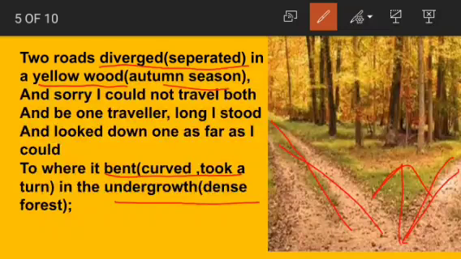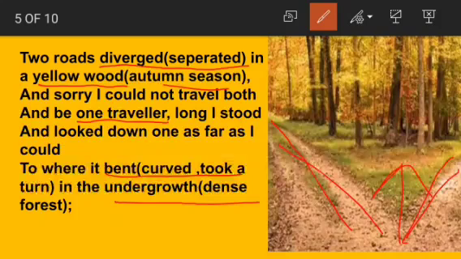Undergrowth is the dense forest. Now, here the poet is giving the description of the forest. All the leaves have turned yellow. Why? Because it is autumn season. And sorry, I could not travel both. He feels sorry as he is the only traveler. And be one traveler. He is the only traveler. So he feels sorry. Long I stood.